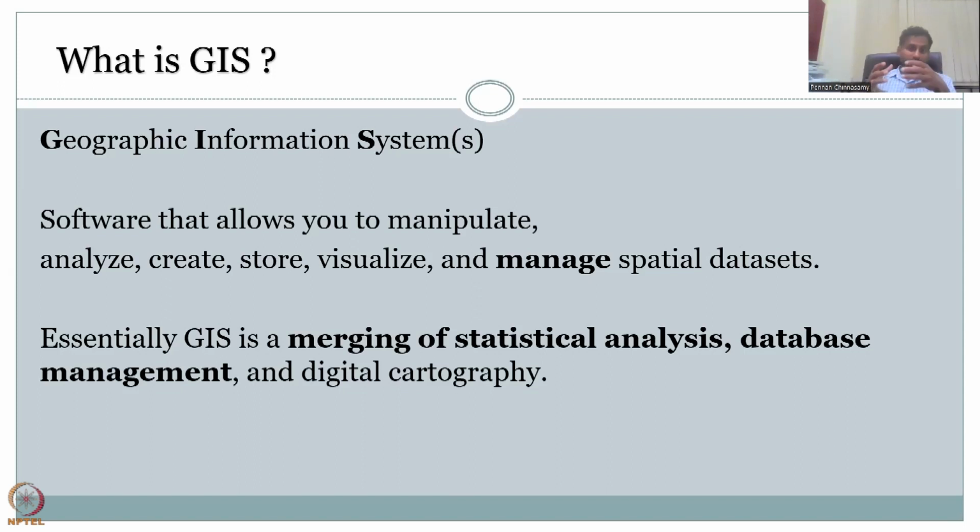There's a lot of analysis that you can do with GIS, especially statistical analysis. And then there is database management. As I said, data can be in different locations and formats. But when you convert it to one layer and top of layer, then it is easy to manage. And that is what we use for digital cartography.